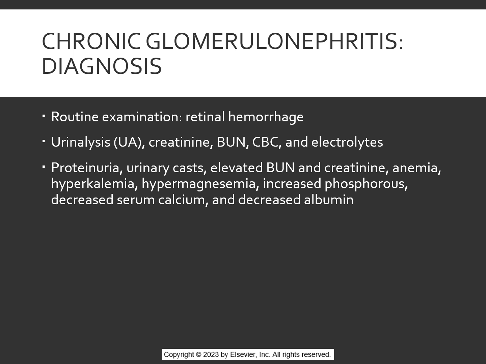Diagnostic testing may be prompted by findings on a routine examination. Testing will include urinalysis, creatinine, BUN, CBC, and electrolytes. Abnormal laboratory values include proteinuria, urinary casts, elevated creatinine and BUN levels, anemia, hyperkalemia, hypermagnesemia, increased phosphorus, and decreased serum calcium and albumin.